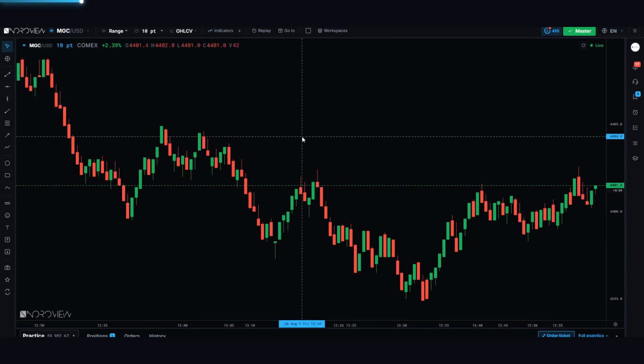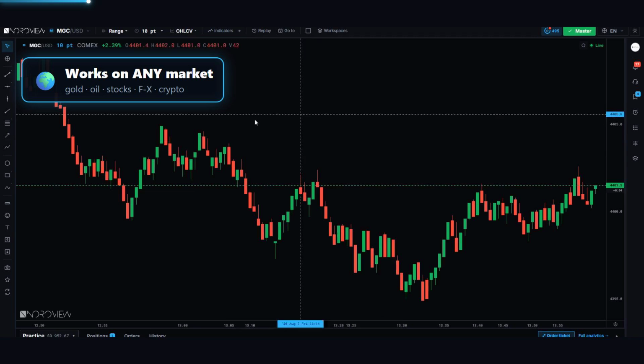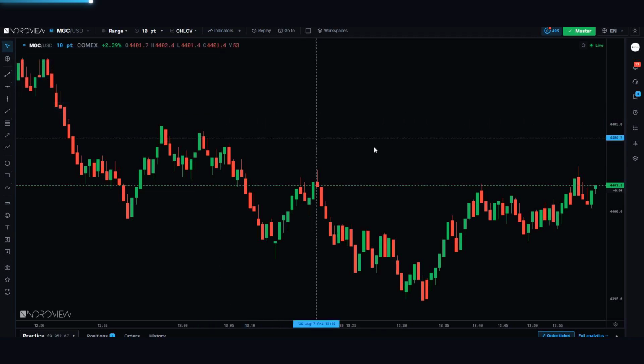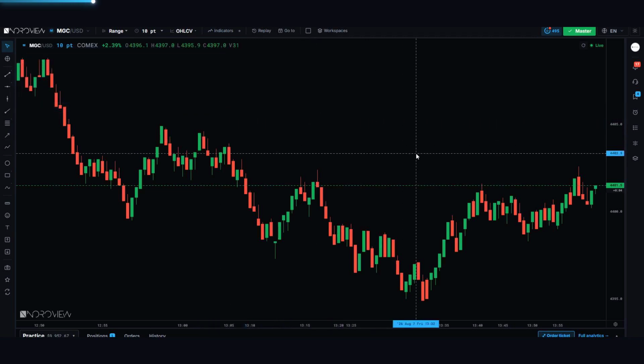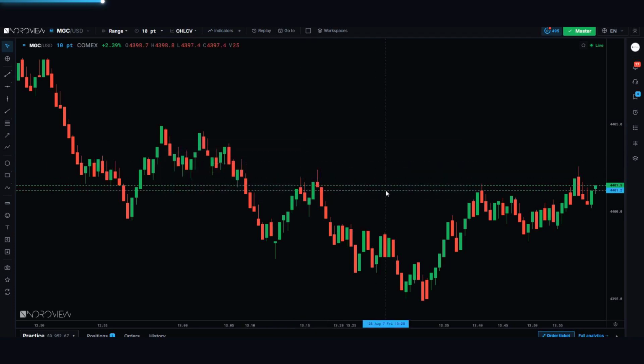And that is the real strength of price action. It is completely universal. It works on gold, on oil, on stocks, on foreign exchange, on crypto, on anything with a chart. It's free. It's on every platform ever made, and it is never going to stop working. So let me be clear right now. I am not here to tell you price action is useless. Plenty of consistently profitable traders read structure and nothing else.